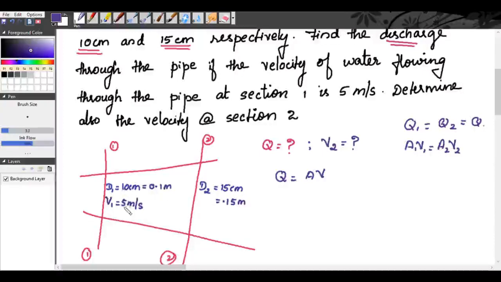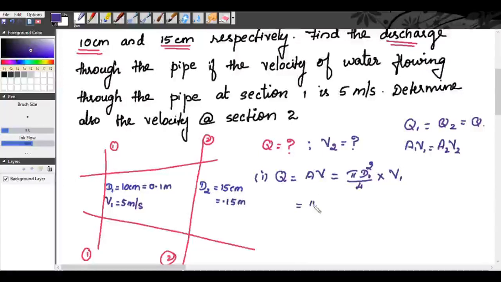But for section 1, the velocity is given as 5 meter per second. So our discharge will be equal to, this is our first part, what we need to find, area into velocity. So this area is equal to pi d square by 4 multiplied by velocity v1. That is, we are taking section 1 now.